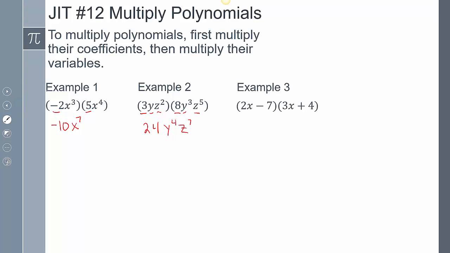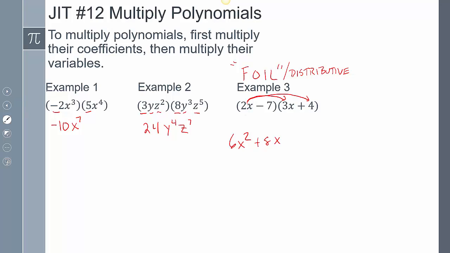Now sometimes we have this special type of multiplication. This is a binomial and this is a binomial. Now I'm sure you've heard the word FOIL, but FOIL is just a special form of distributing the variables. The way that we look at it is we take the first term and we're going to multiply it with the next two. So 2x times 3x, that gives me 6x squared. And then 2x times 4, that's going to give me 8x.